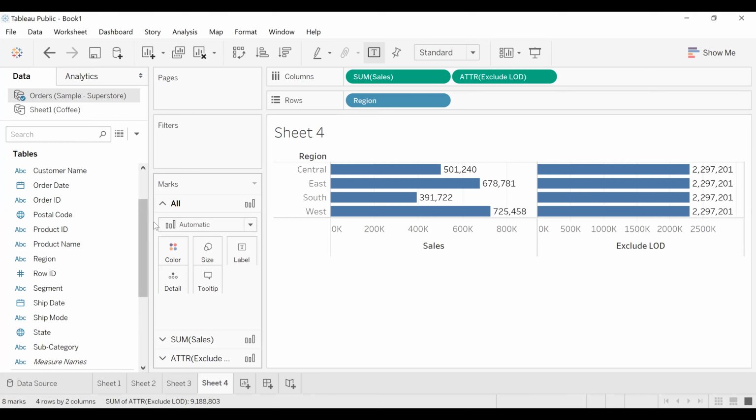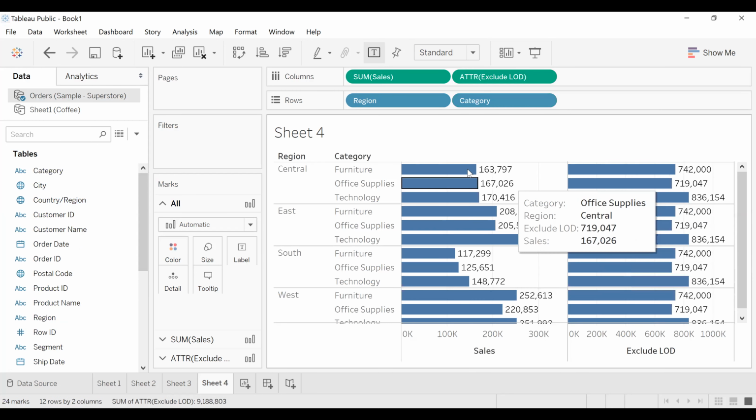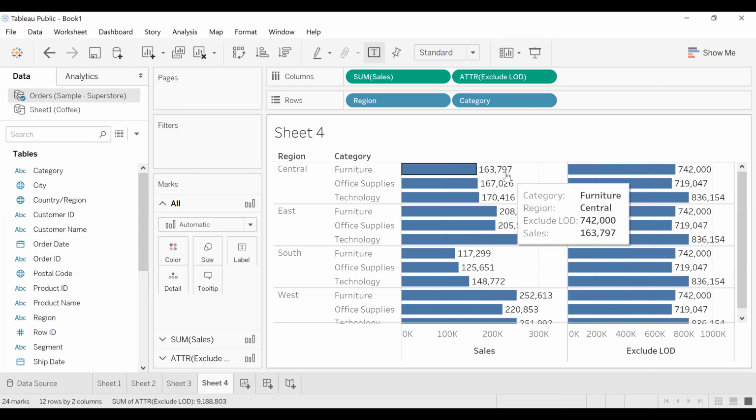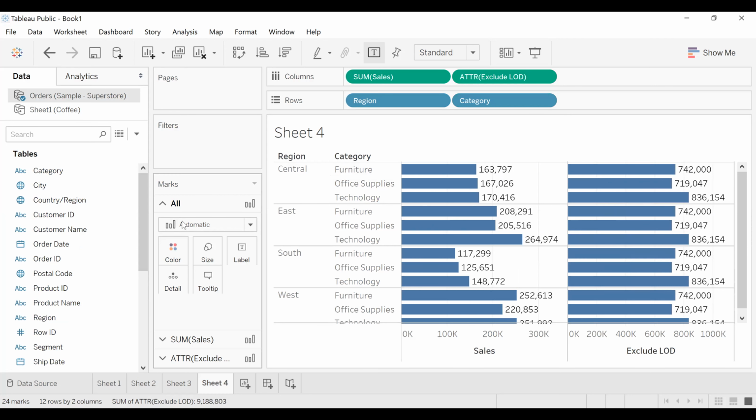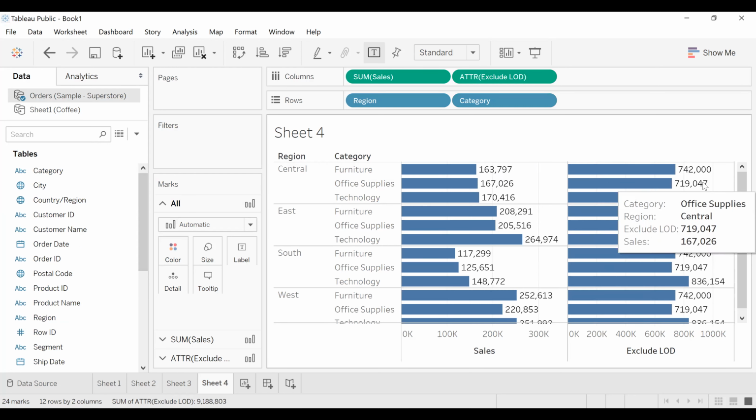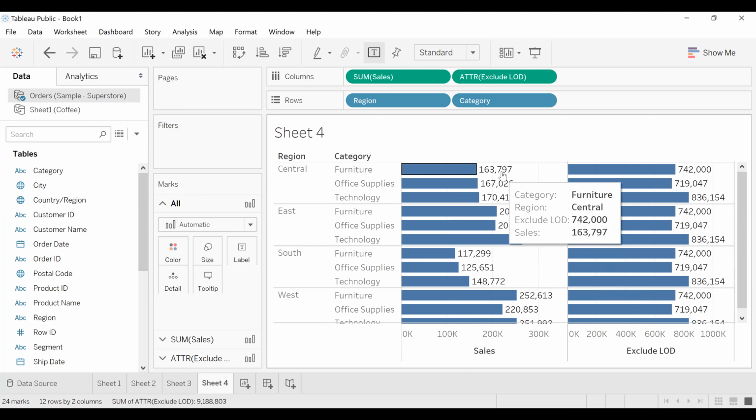Now let me bring category here. This is 167.97, for the central region. It is summing up the data for each category. And what is this? 742. It is the data for the particular category, which is furniture. If you see, the data is repeating for each furniture here. So this summation is happening at the category level. The partitioning is happening at the region and the category level.